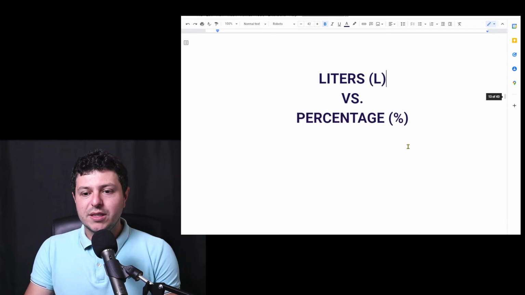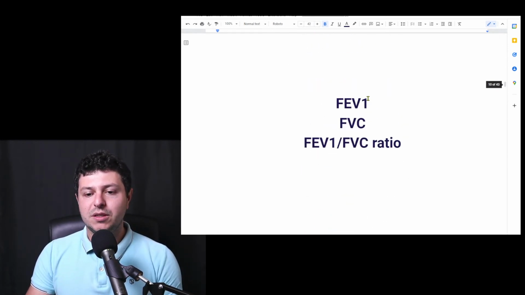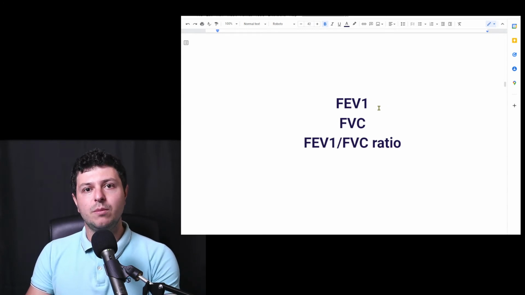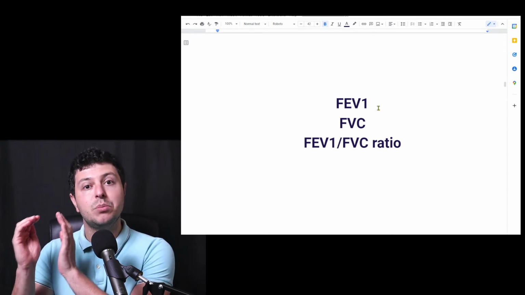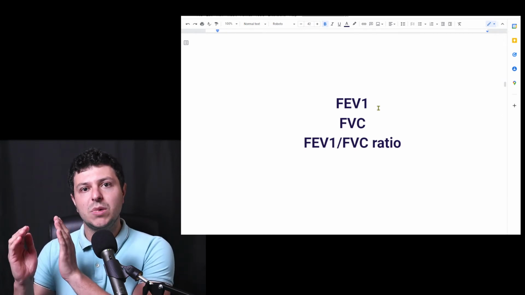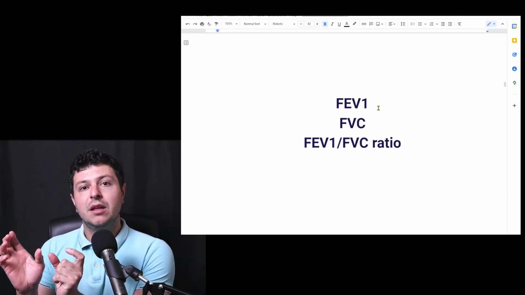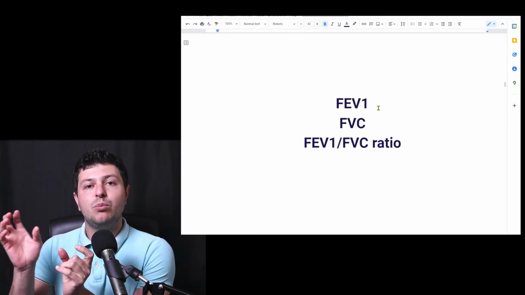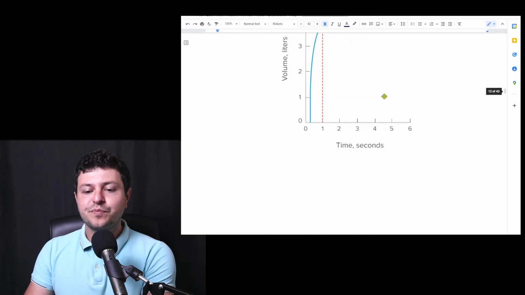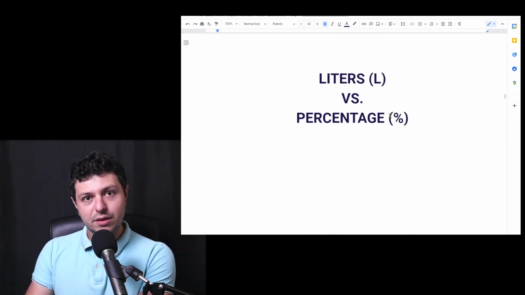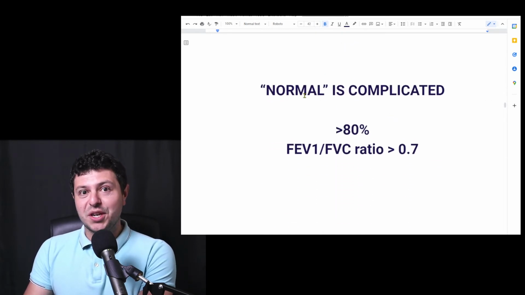But just to summarize, when we get a spirometry report, for these parameters, we will get a value in liters, and in parentheses, in brackets, you will have a percentage. The percentage just means how much that measured value in liters represents from a predicted ideal value. That's it. That's all it means. So let's go further down. Liters and percentages.